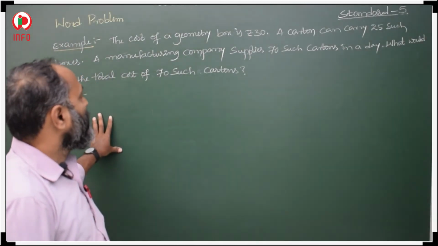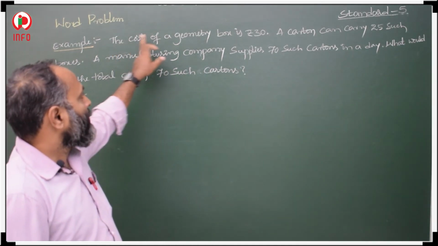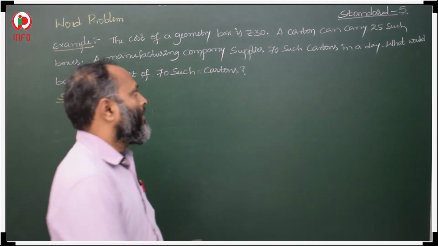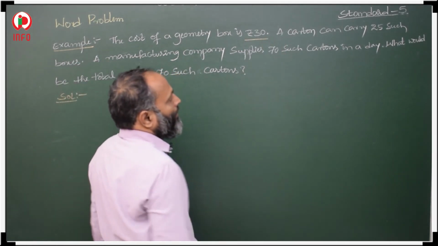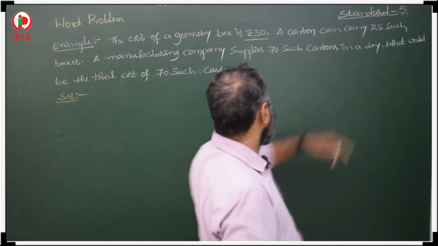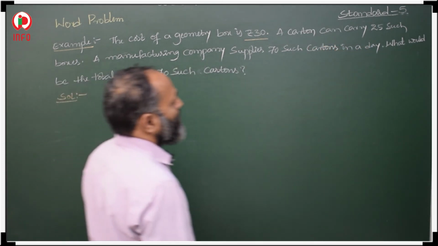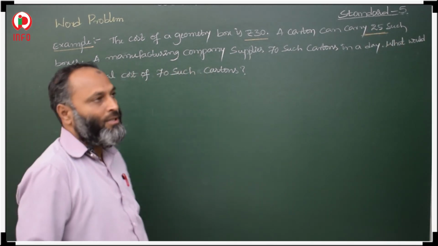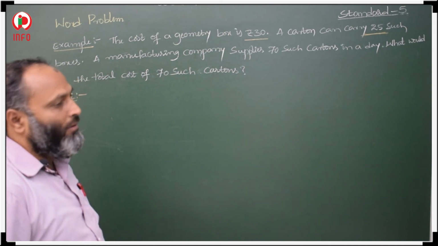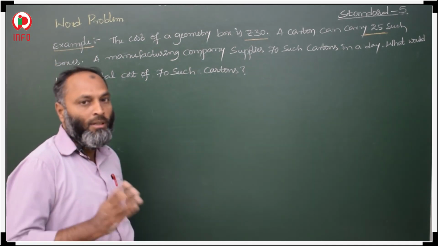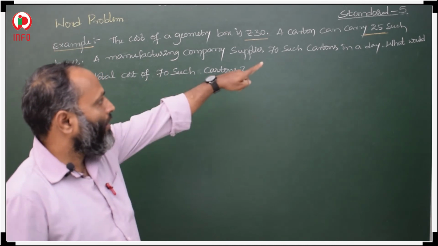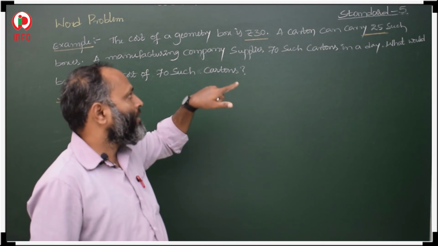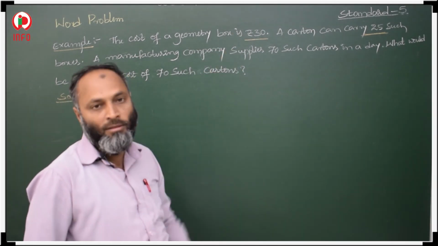Now students, what is the problem? Here the cost of a geometry box is given as 30 rupees. A carton can carry 25 such boxes. How many boxes are there in one carton? In one carton 25 geometry boxes are there. So first of all we have to find one carton cost. Each box costs 30 rupees.